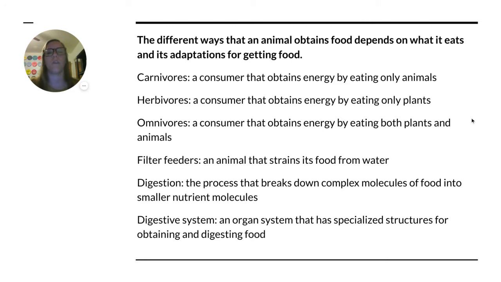So, the different ways that an animal obtains food depends on what it eats and its adaptations for getting food. Carnivores obtain energy by eating only animals, herbivores only plants, and omnivores by eating both plants and animals. Filter feeders are animals that strain their food from water.